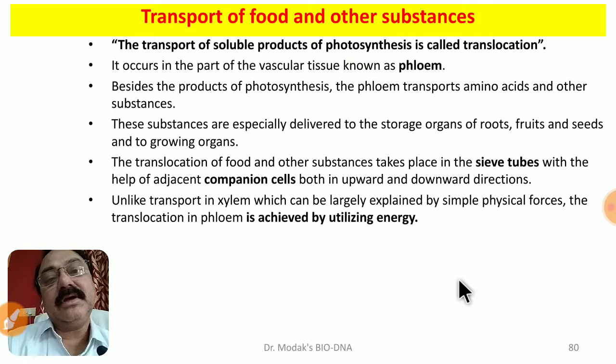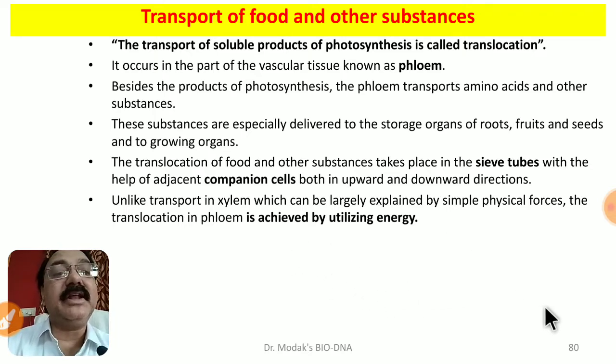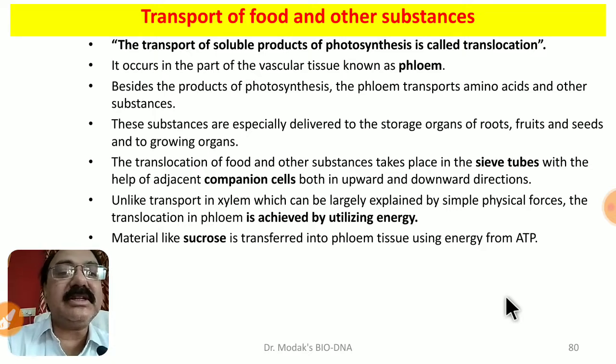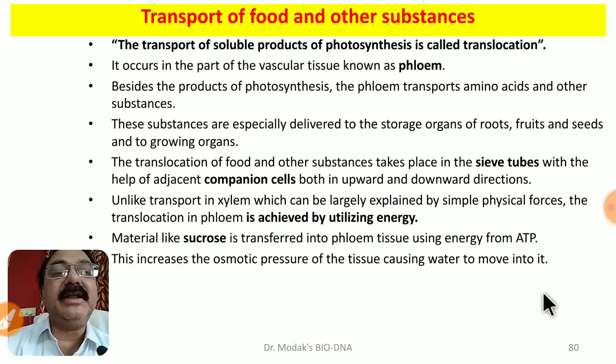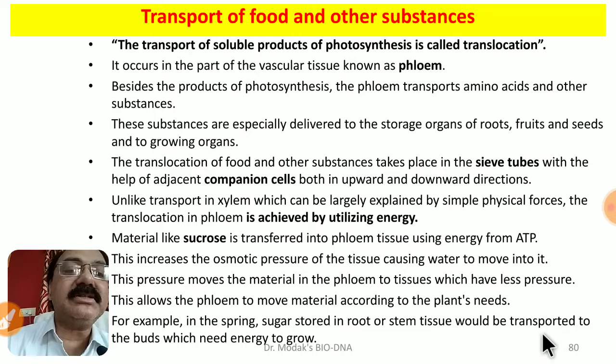In the conduction of water and minerals, no energy was needed, but the transport of food is an energy-consuming, active process, and therefore it is achieved by utilizing ATP energy. So sucrose is transported to the phloem, and this loading of sucrose needs ATP energy. In the leaves, in the mesophyll cells, when sucrose and glucose are synthesized by photosynthesis, they are to be loaded into the phloem, where ATP energy is utilized. What happens in that is a very interesting mechanism we are going to discuss in the next diagram.